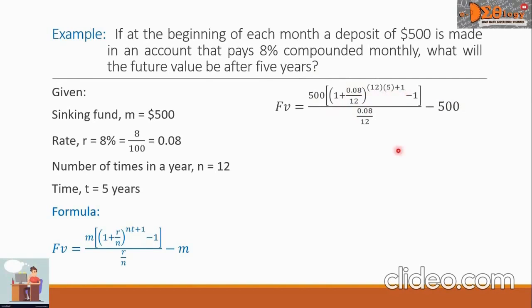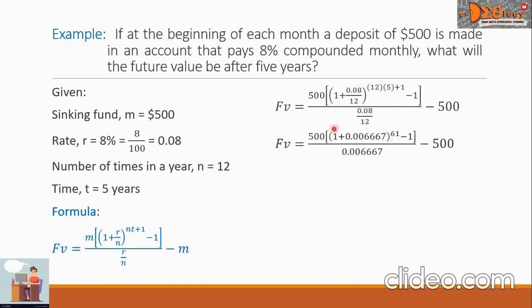So on the next line, we will simplify this formula further, starting with the fraction. The 0.08 over 12 is now 0.006667. And this same decimal is used in our denominator. And the 12 times 5 is 60, plus 1 becomes 61. So our power now, or exponent, is 61.